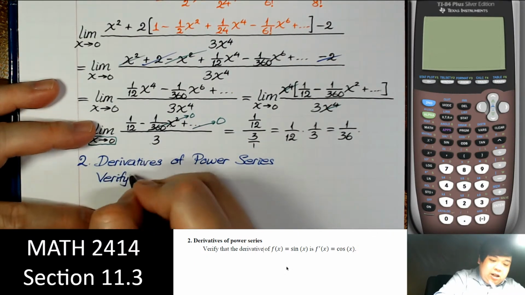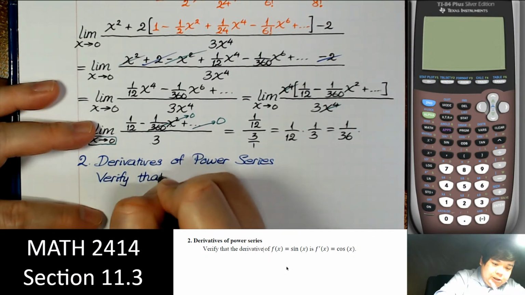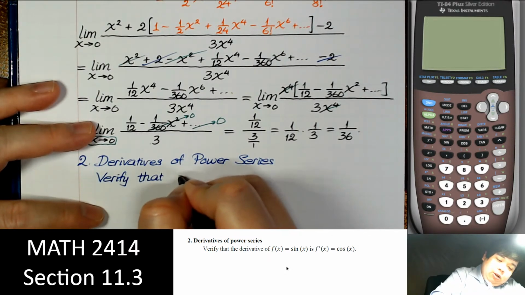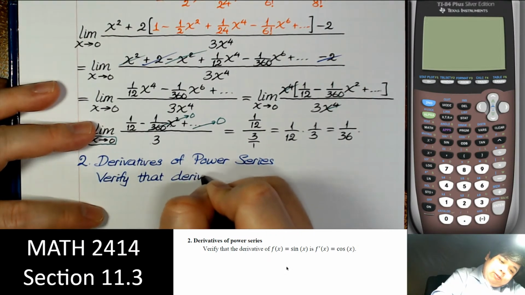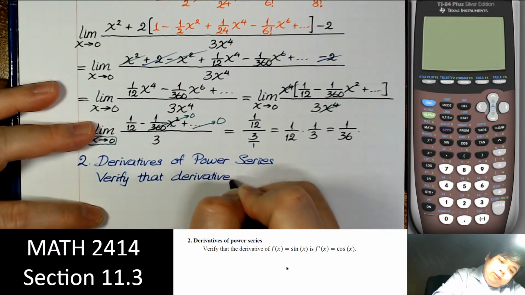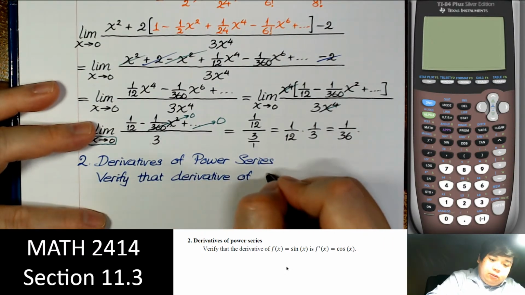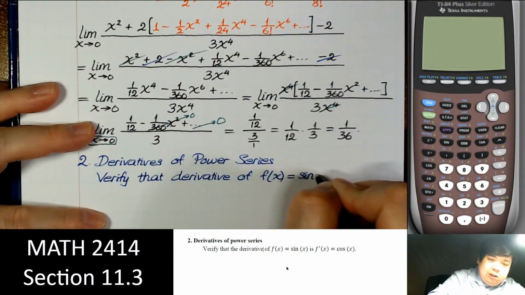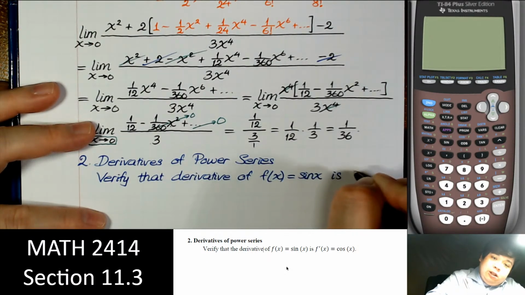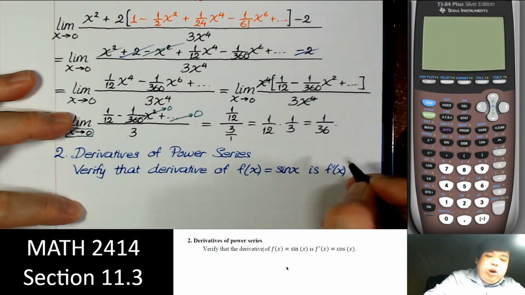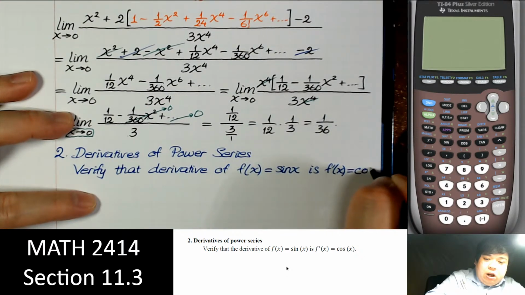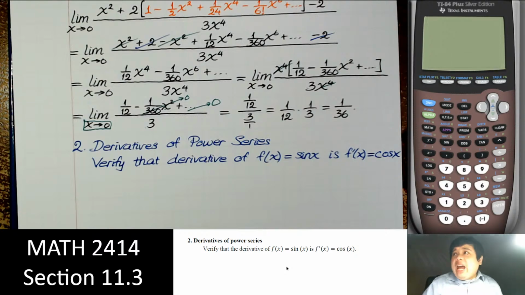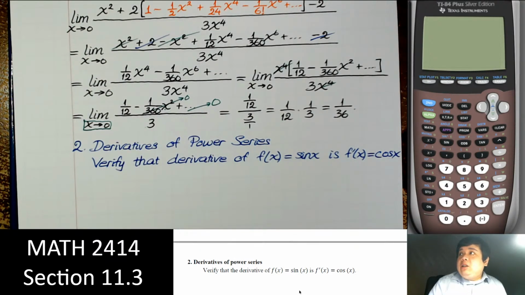I'll verify that the derivative of f of x equals sin x is, of course, cosine. We know that already, but this time I just want to show that we can actually use the series to do that.